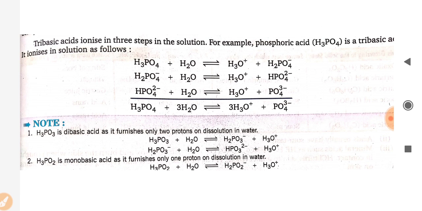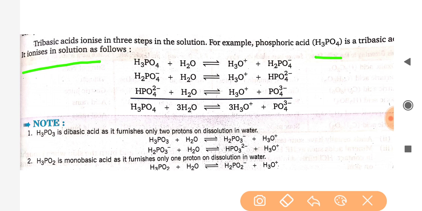For example, phosphoric acid, H3PO4, is a tribasic acid. It ionizes in solution as follows. You have to remember that monobasic acid will be ionized in one step, dibasic in two steps, and tribasic acid is ionized in three steps.